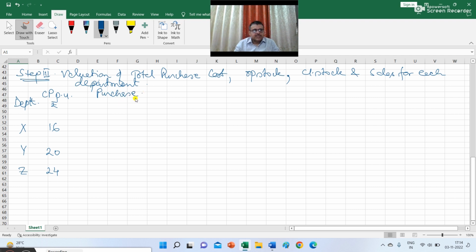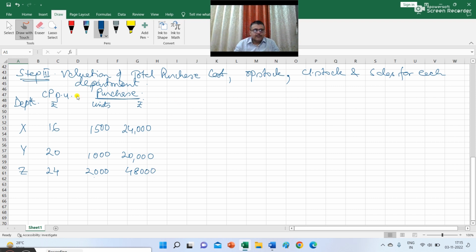Now there were purchases. For purchase, I am preparing two columns, one in units and the other in rupees. There was a purchase of 1500 units for department X, 1000 units for department Y, and 2000 units for department Z. So what is the total cost of purchase for department X? If we multiply, we will get 24,000, then 20,000 and 48,000.